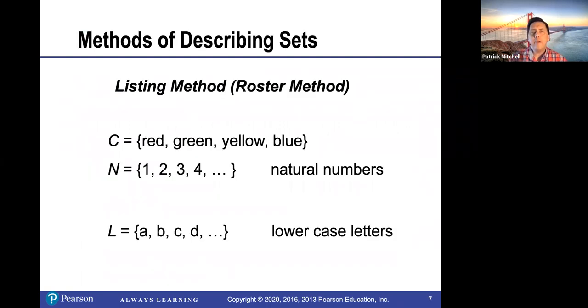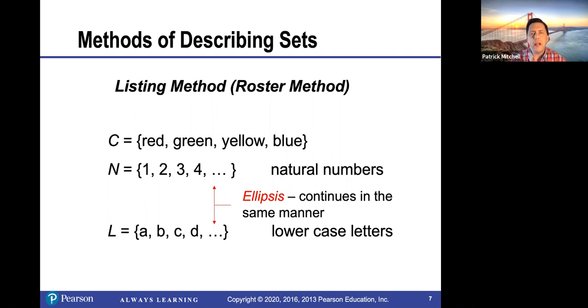So more examples of roster notation. The set C contains the colors red, green, yellow, blue. The set N consists of 1, 2, 3, 4, etc., continuing on in that manner, which is the set of natural numbers. Or the set L: a, b, c, d, etc., the set of all lowercase letters. The three dots at the end of those lists are called an ellipsis, and it means that the set continues in the same manner.